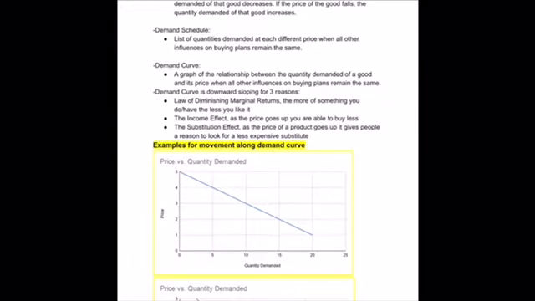The law of diminishing marginal return, which is the more of something you have or do, the less you like it. So if you eat the same thing over and over again for an extended period of time, you're going to get tired of it. The income effect is as the price goes up, you're able to buy less because it gets more expensive, so you're not able to buy as many or as much of the product. And the substitution effect is as the price of the product goes up, it gives people a reason to look for something less expensive as a substitute.